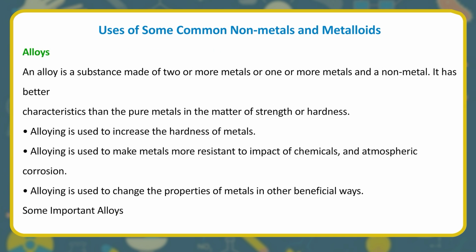An alloy is a substance made of two or more metals or one or more metals and a non-metal. It has better characteristics than the pure metals in the matter of strength or hardness. Alloying is used to increase the hardness of metals. Alloying is used to make metals more resistant to impact of chemicals and atmospheric corrosion. Alloying is used to change the properties of metals in other beneficial ways.